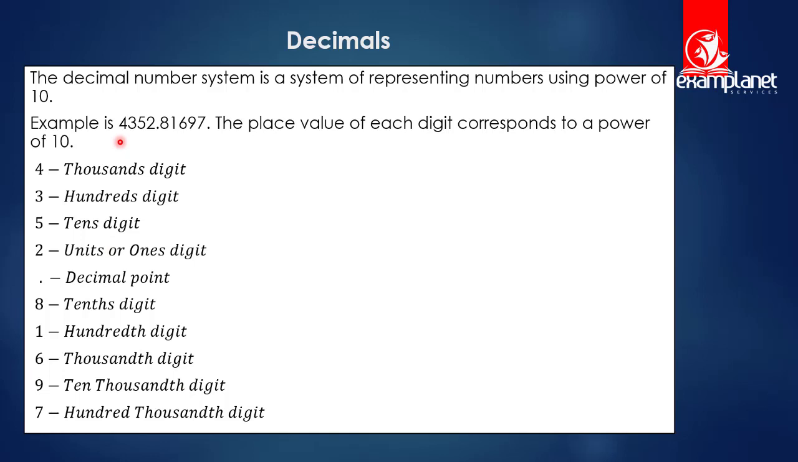So, what are decimals? The decimal number system is a system of representing numbers using powers of 10. If you can write a number as something times 10 raised to a power, then we have what we call a decimal. An example of a decimal is this number here, 4352.81697. Most decimal numbers will contain a decimal point, but it doesn't mean that if you don't see a decimal point, you don't have a decimal number. Any number that can be written as something times 10 raised to the power something is a decimal number.